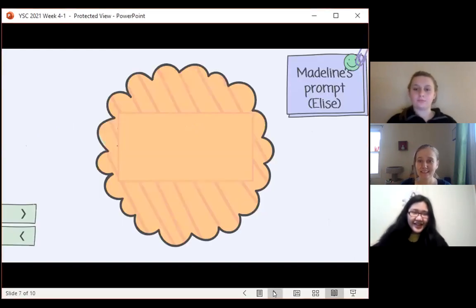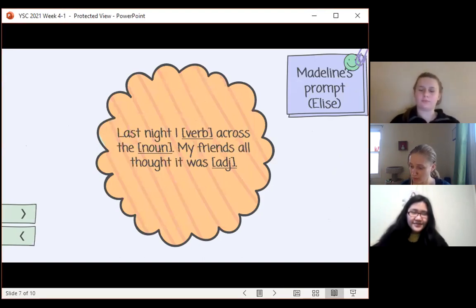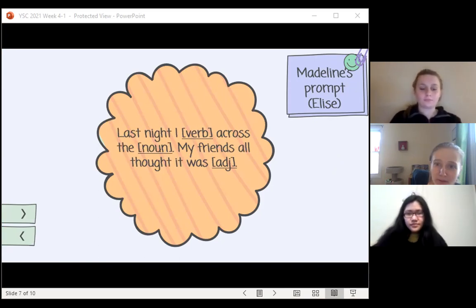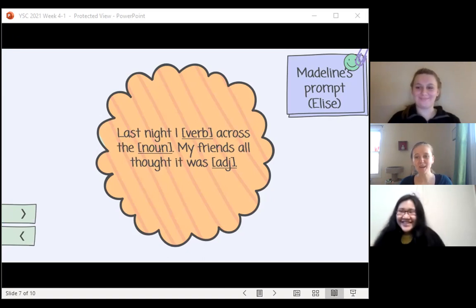Thank you. So my words were, the noun I chose was artwork, the verb I chose was cooking, and the adjective I chose was purple. So my Mad Lib, well, Madeline's prompt with my words turned into, last night I cooked across the artwork. My friends all thought it was purple. So I had a lot of fun working with that one. I'm figuring out how I cooked across an artwork and why my friends all thought it was purple.